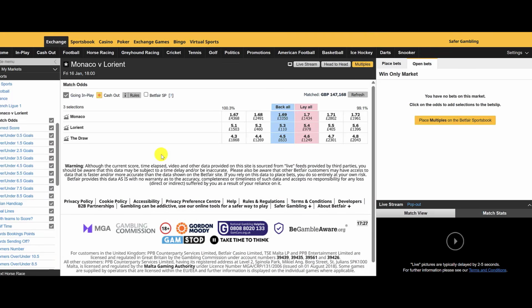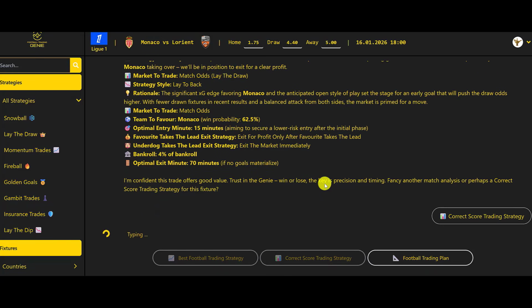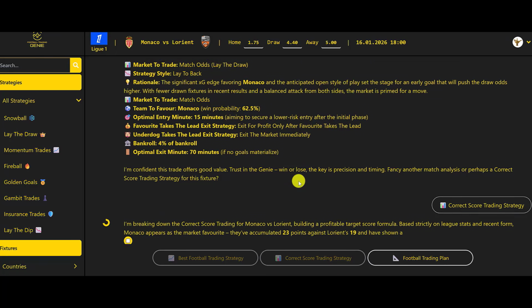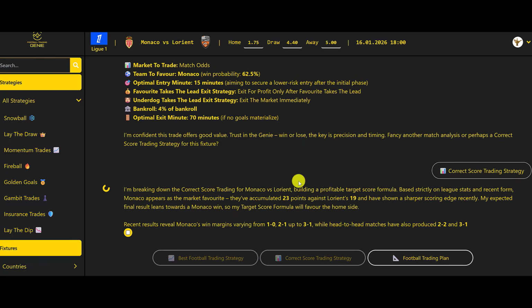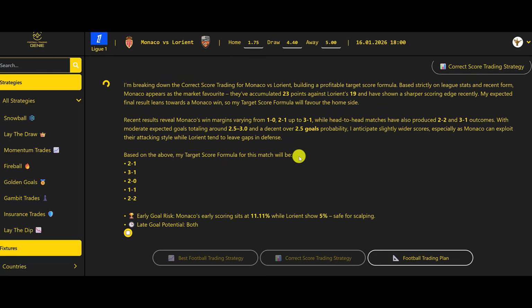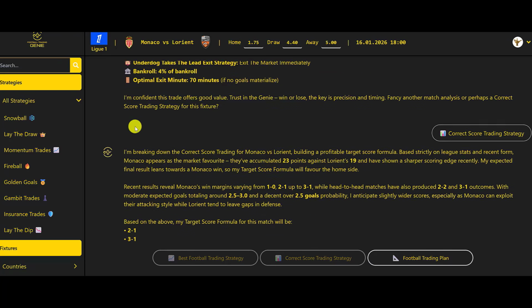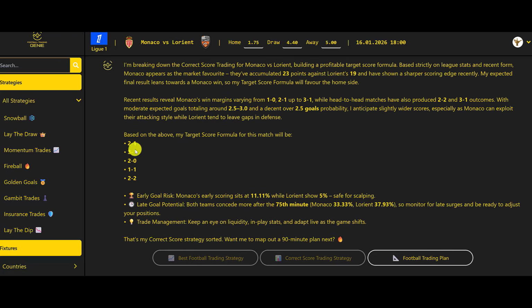We're going to be trading Monaco versus Lorient from the French League, and we're going to trade the correct score market. So we can see Monaco are a strong favourite here, but we're going to go to the Football Trading Genie to see what scores we should be covering in this one. So let's take a look at this. We've just pressed the prompt. It's going to crunch all the recent statistics and form. And it's coming up with this target score formula in favour of Monaco: 2-1, 3-1, 2-0, and then the 1-1 and 2-2 as our plan B.